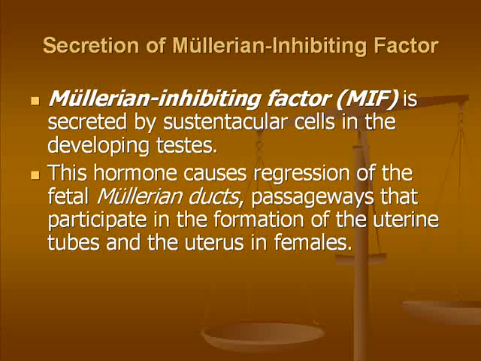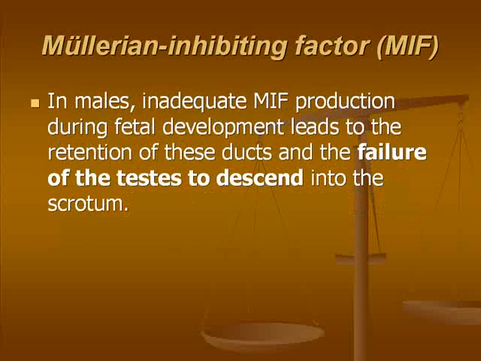There's also another substance referred to as Mullerian inhibiting factor. Mullerian inhibiting factor is secreted by the sustentacular cells in the developing testicles. This hormone causes regression of the fetal Mullerian ducts. These are the passageways that participate in the formation of the uterine tubes and the uterus in females. In males, inadequate Mullerian inhibiting factor production during fetal development leads to the retention of these ducts and failure of the testicles to descend into the scrotum.